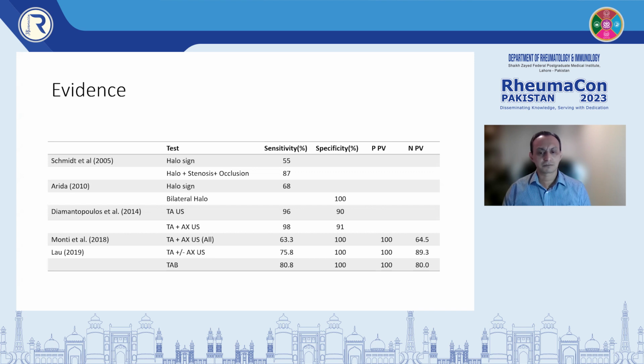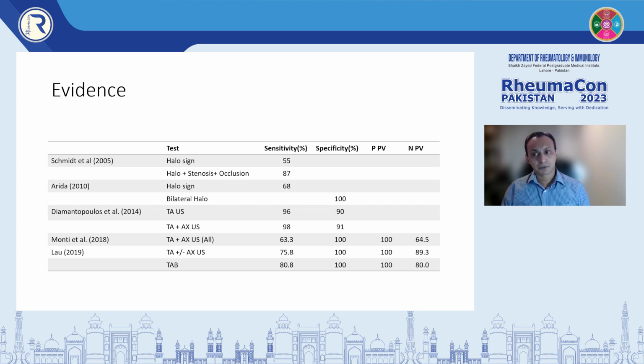predictive values with ultrasound. So the latest evidence that we have, you can see that if you're using temporal artery ultrasound and axillary artery ultrasound, the positive predictive value can be as high as 100% with a negative predictive value of almost 90%. As compared to temporal artery biopsy, where positive predictive value is 100% as it is considered gold standard, the negative predictive value is much lower than the temporal artery ultrasound.